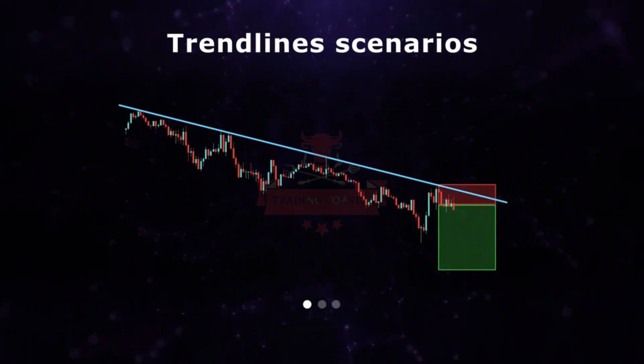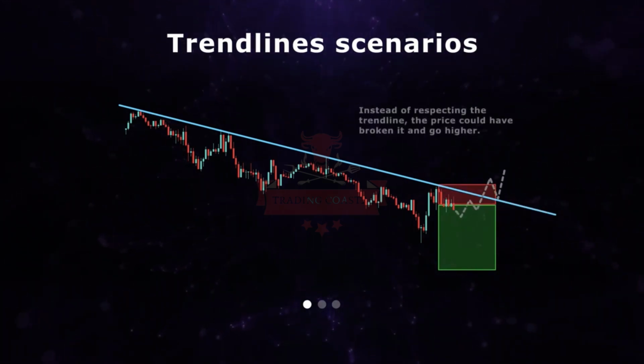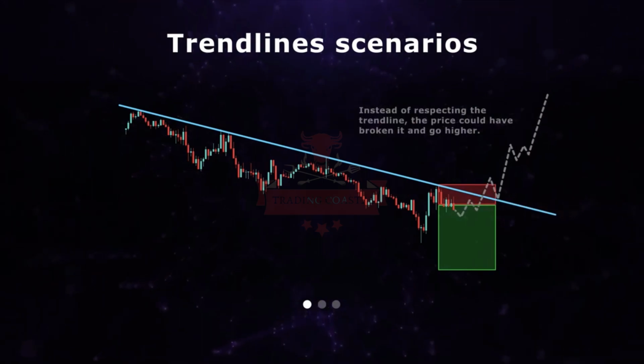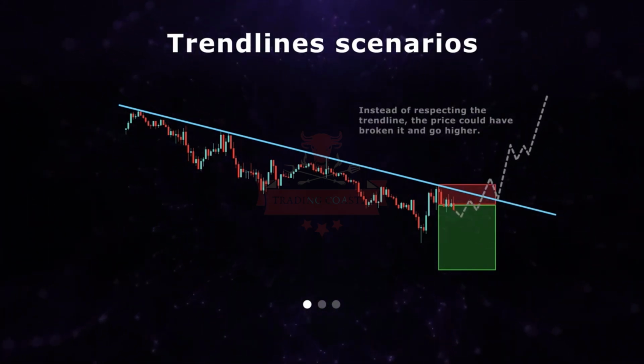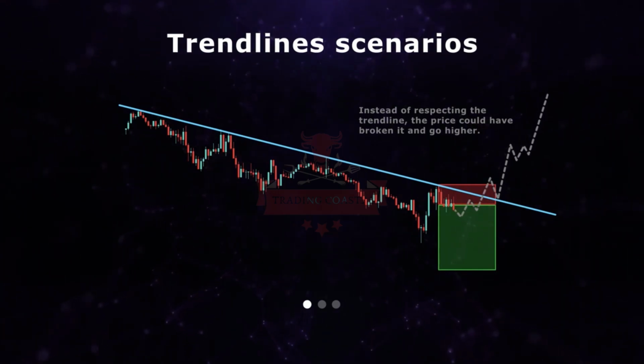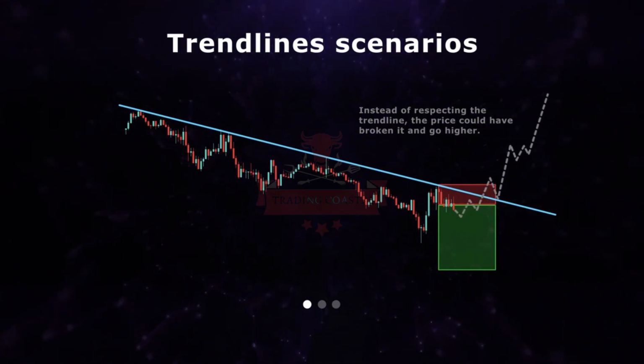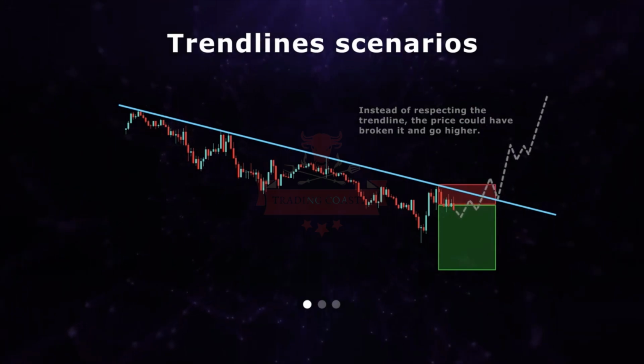Keep in mind that the price can respect the trend line for a short period of time, giving you the impression that it will move further with the trend, but instead of doing that, it will do the opposite. It will break that trend line and it will go further down if this is about a bullish trend line, or up if this is about a bearish trend line.